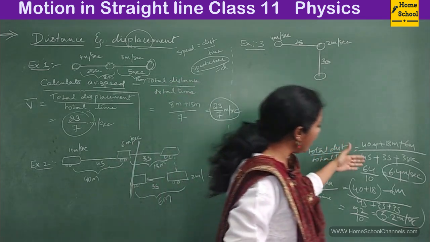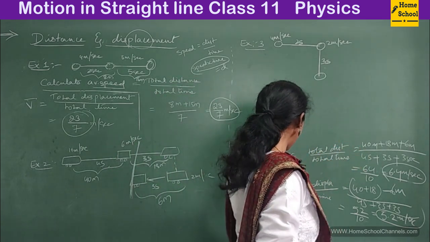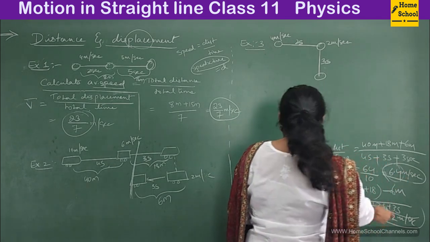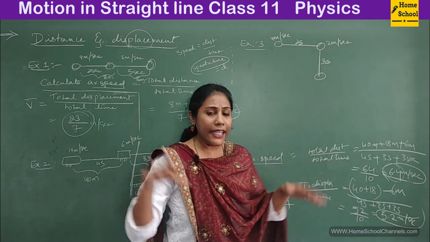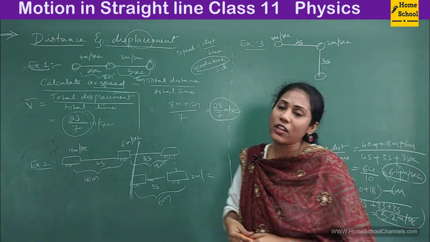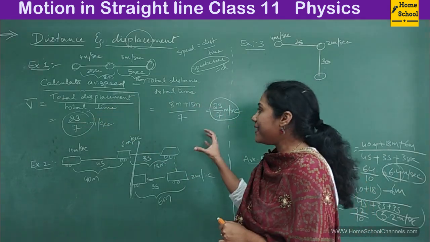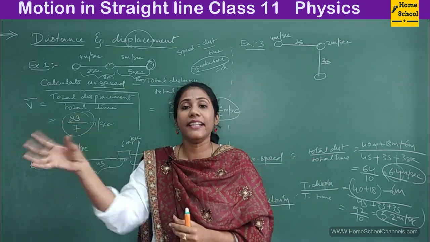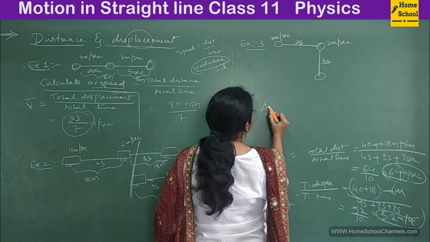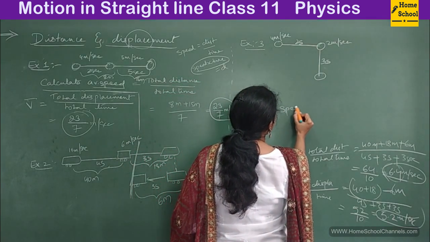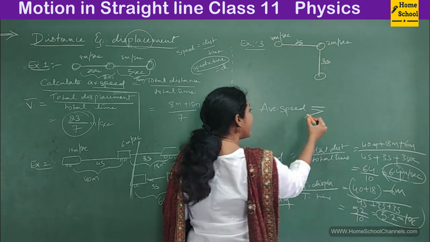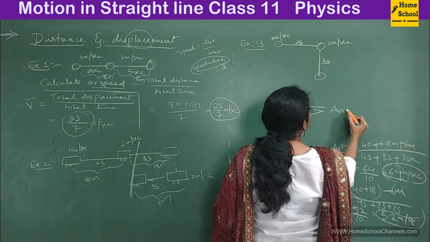You observe the values of average speed and average velocity here. Average speed value is greater than average velocity. That means every time average speed is not similar to the average velocity. Speed can actually be slightly greater than velocity. So this point is really very important. Average speed is always either equal to or greater than average velocity.